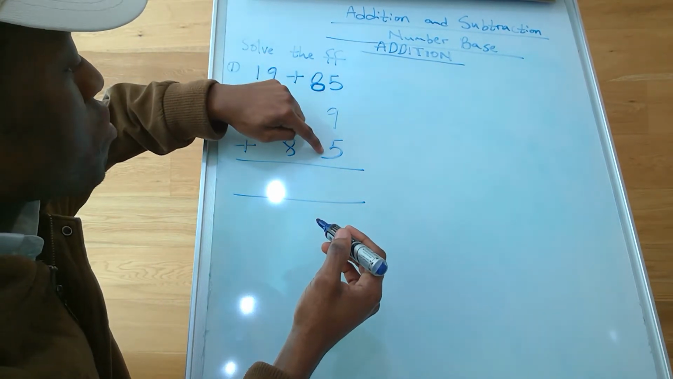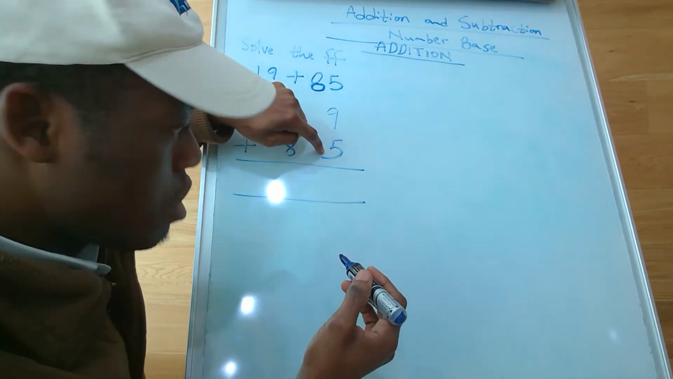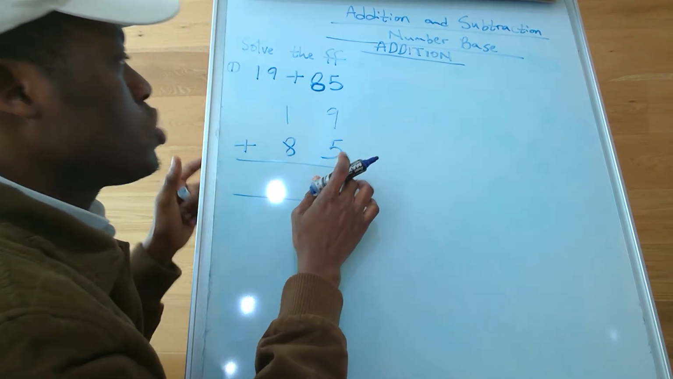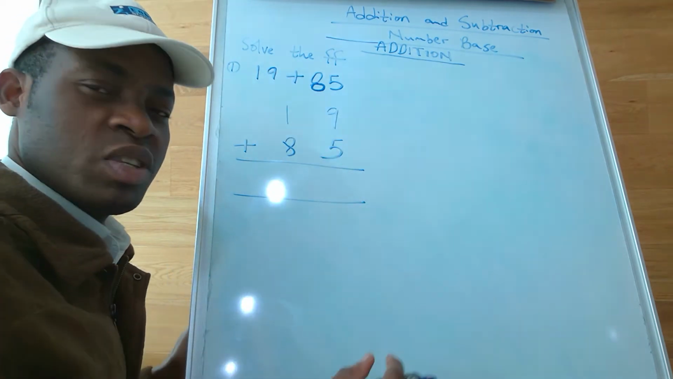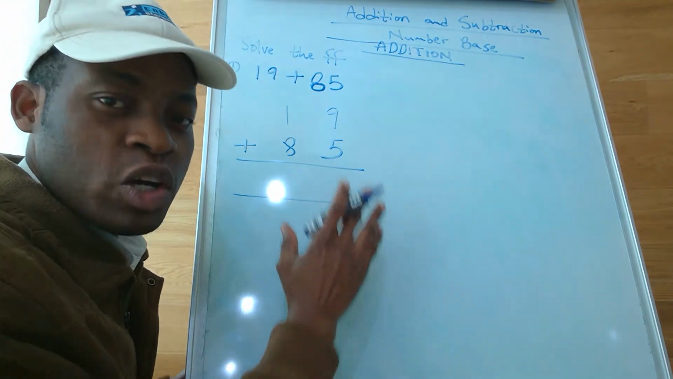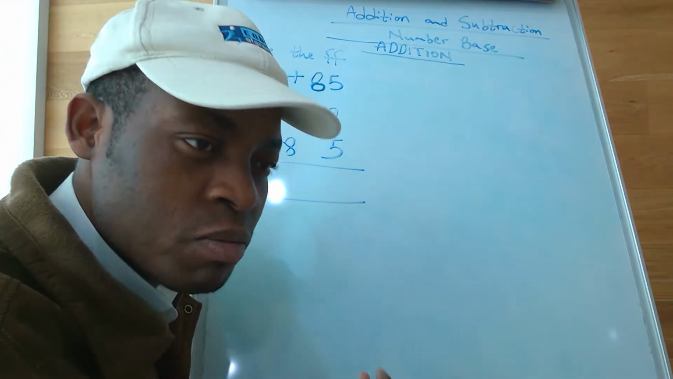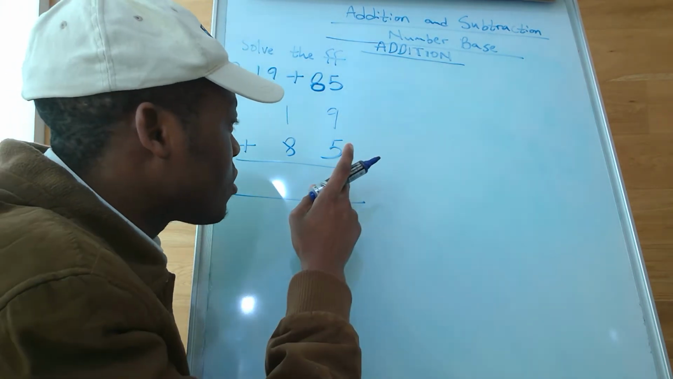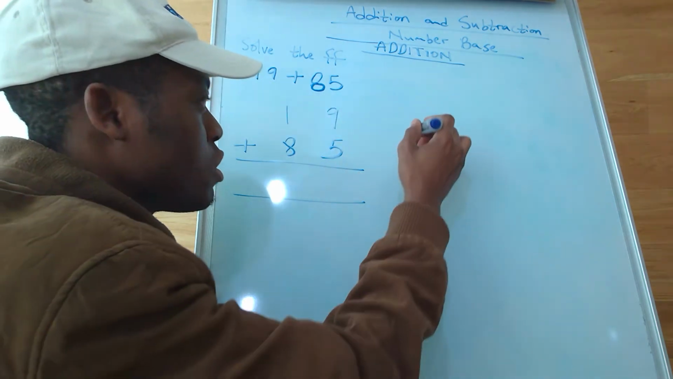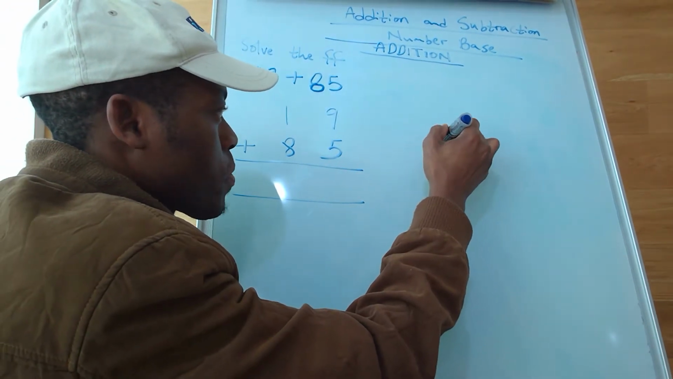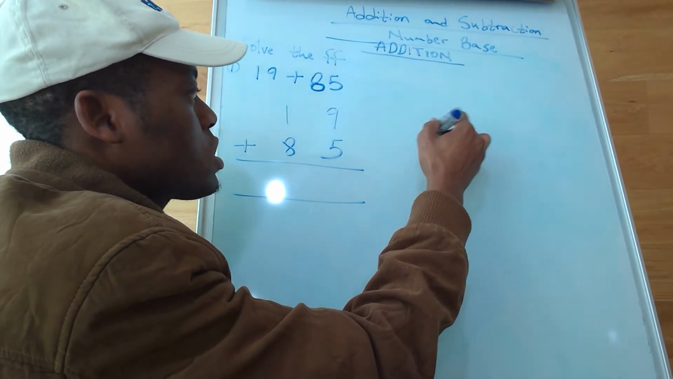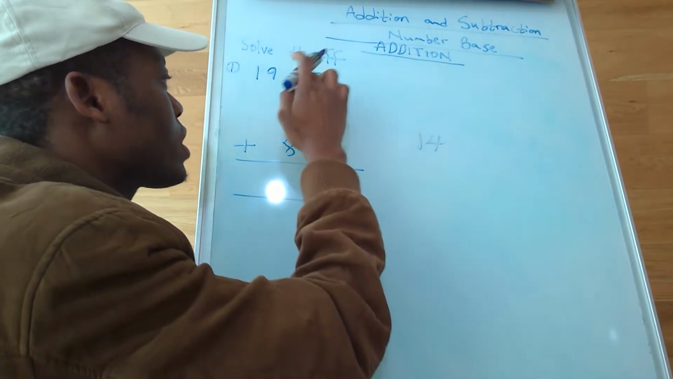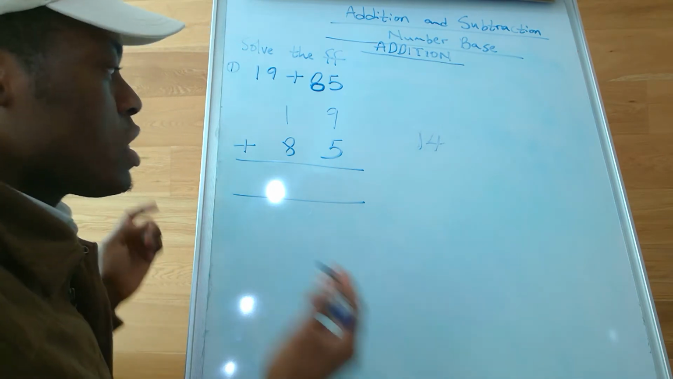9 plus 5 is 14. In those days, they told us to write 4 and put the 1 here. If you do it like that, you are going to get the answer, but that is not the reason for putting the 1. With the 14, we were told that we should put the 4 here and put this 1 here. It shouldn't be taught like that.